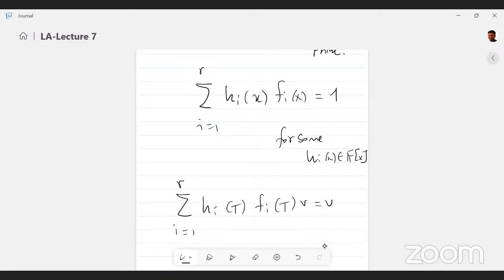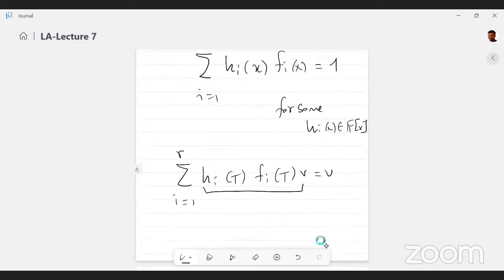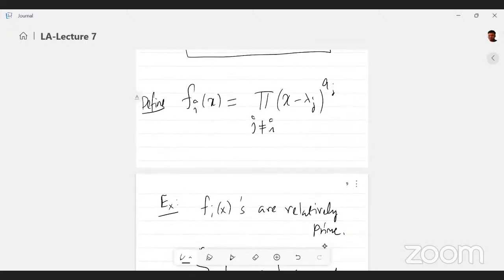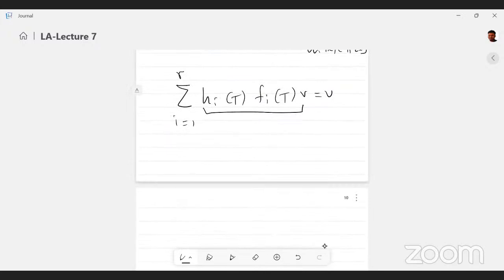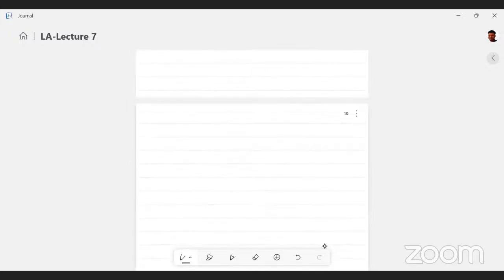Sir, I have one question. How are these fi relatively prime? The fi are defined by ignoring the ith factor, x minus lambda i, and keeping the remaining things. But sir, if I take f1 and f2, we are ignoring the first and second factor respectively, right? The other factors will be common, no?